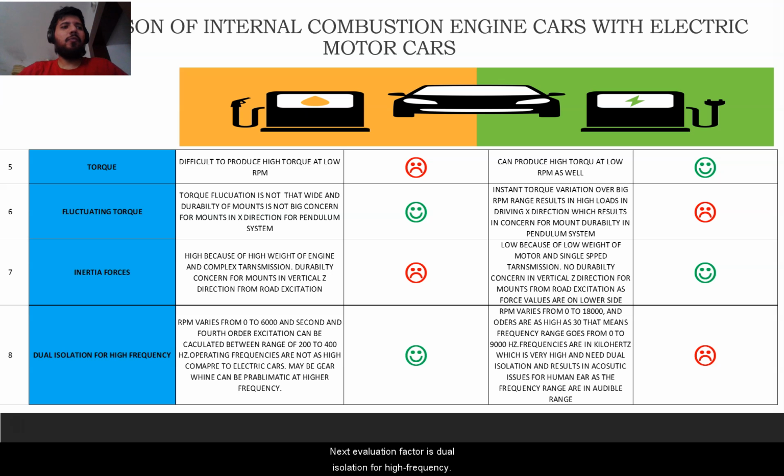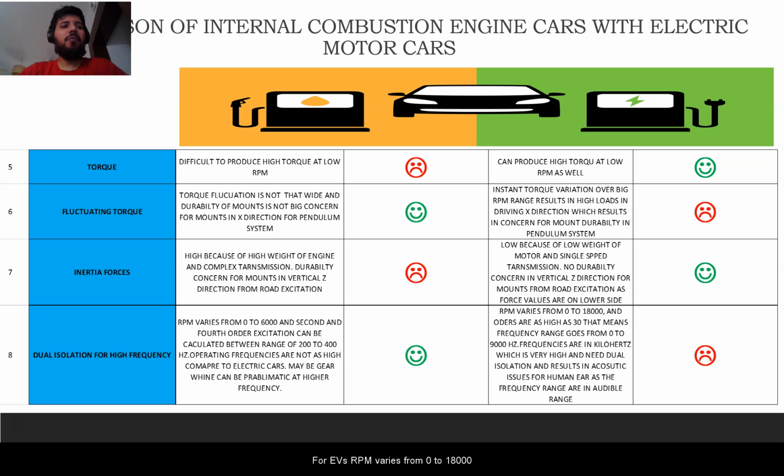Next evaluation factor is dual isolation for high frequency. RPM varies from 0 to 6,000, and second and fourth order excitation can be calculated between a range of 200 to 400 Hz for petrol or diesel cars. Operating frequencies are not as high compared to electric cars. Maybe gear whine can be a problem at higher frequency, thus dual isolation is not needed or is not a big concern.